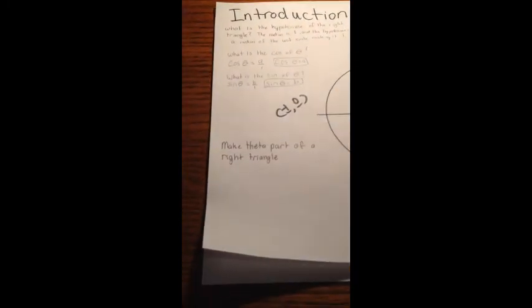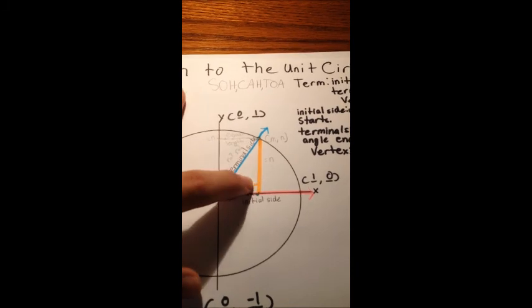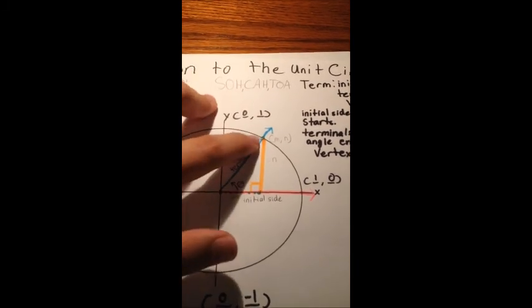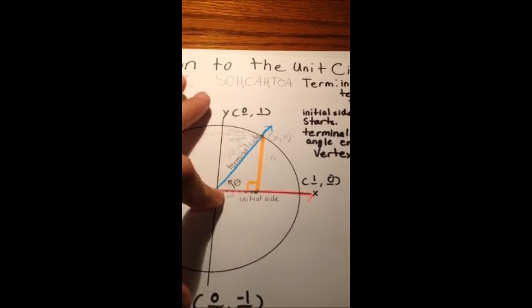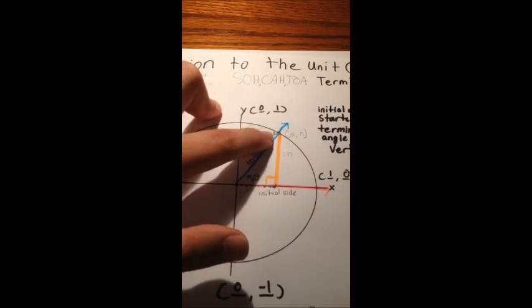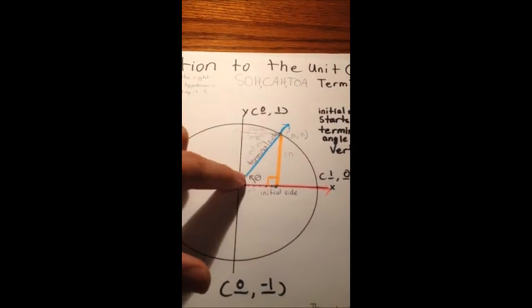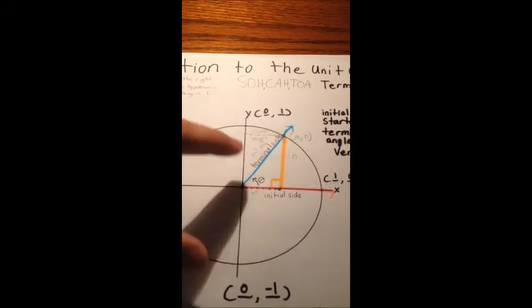The next part is to make theta part of a right triangle, and I've done that here. This orange line is the altitude, and you drop that down from this point, making a right triangle. And the next step is to find the hypotenuse, and since it is a radius of the unit circle, the hypotenuse equals 1.